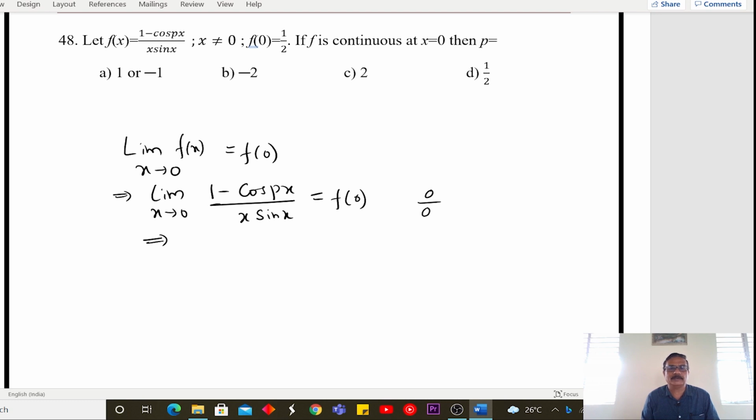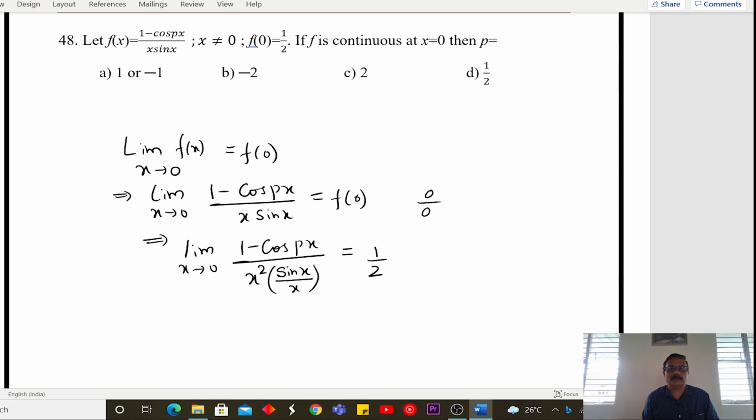Okay, this is one method. Another method is, so how to solve this? Now here, limit as x tends to 0 of (1 minus cos px) divided by x sin x can be written as (1 minus cos px) by x square, times x square by x sin x. Observe it, one x cancels, it will become the same term, is equal to f of 0, value 1 by 2.